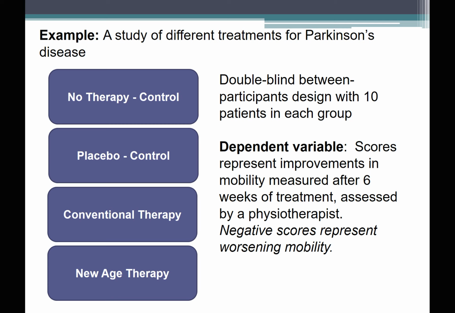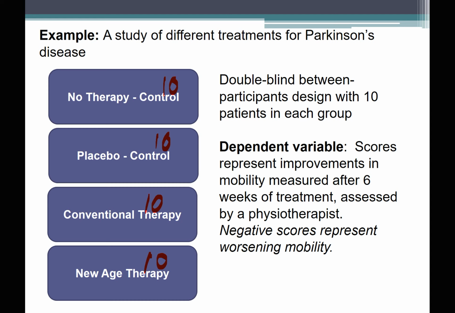So let's do another example, or an actual example. So this is an example where we're studying the different treatments for Parkinson's disease. And a group of medical researchers are doing a double-blind between participants design. That means that it's different people in each of our groups. And we have 10 patients in each group. So we have 10 in this group, 10 in this group, 10 here, and 10 here.